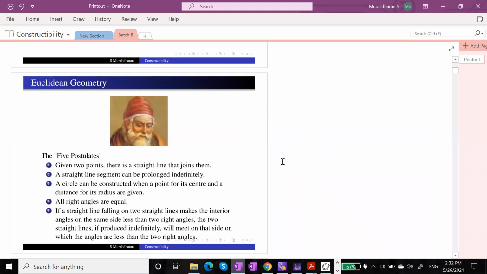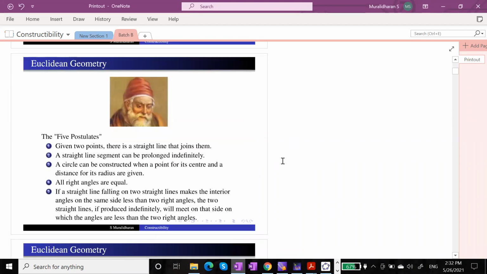So let's look at Euclidean geometry. Most of you would be aware that it's one of the first axiomatic systems of geometry. Axiomatic means that we start with a few basic axioms and derive all possible theorems from those axioms.